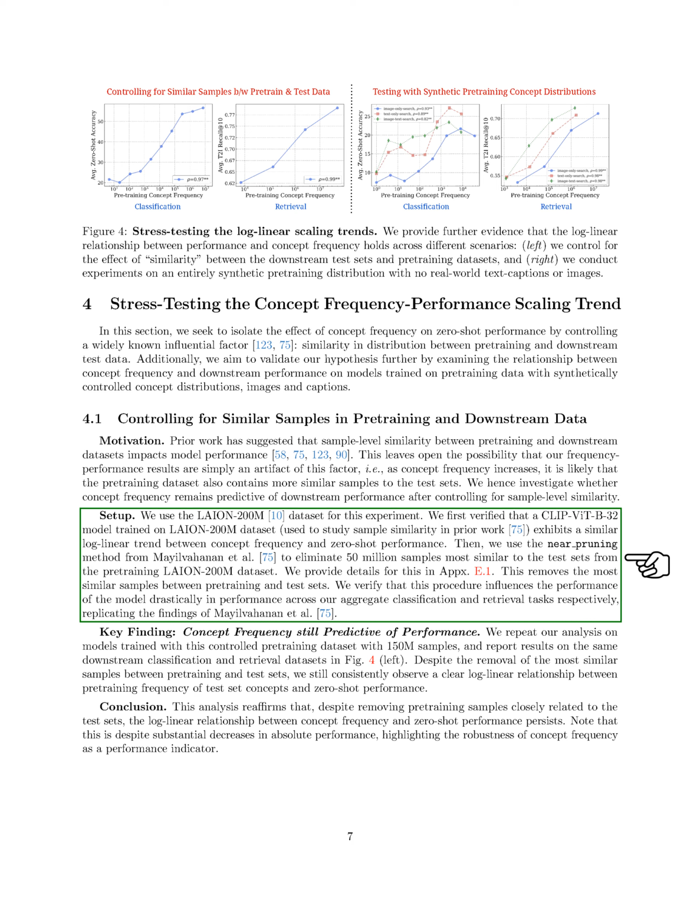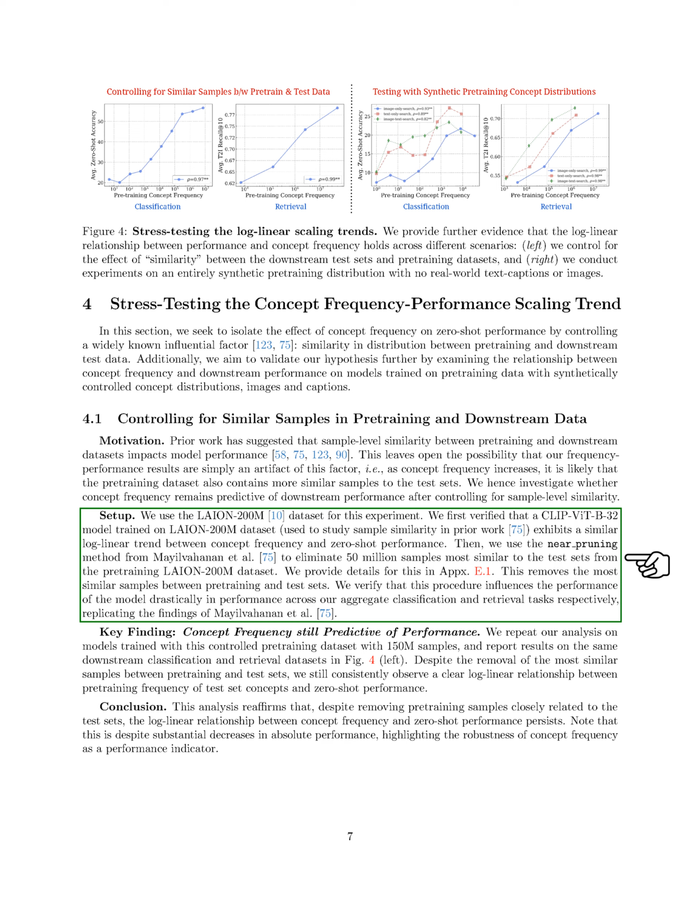To control for sample similarity between pre-training and testing data, we conducted experiments using the LAION200M dataset. We first made sure that a specific model trained on this dataset showed a similar relationship between concept frequency and performance as seen in previous studies. Then, we used a method to remove 50 million samples from the pre-training data that were most similar to the test data. Despite this drastic change, we still observed a consistent relationship between concept frequency and model performance.